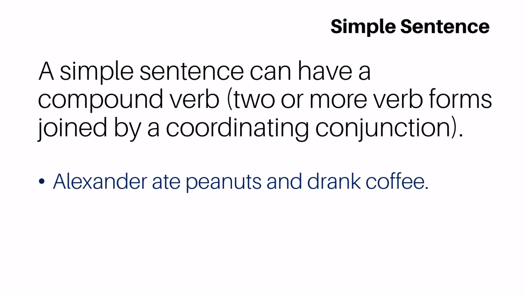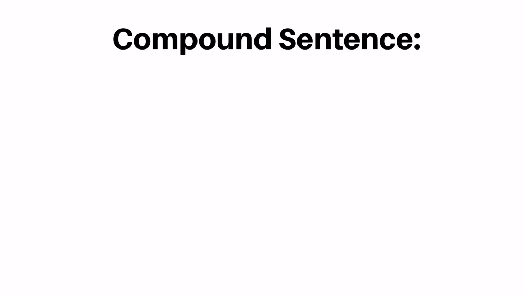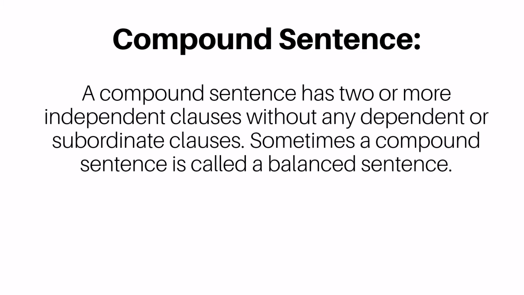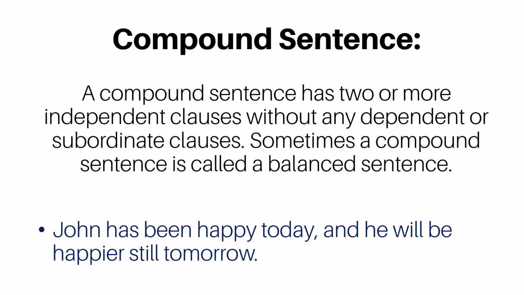Here, the second type is the compound sentence. The definition is, a compound sentence has 2 or more independent clauses without any dependent or subordinate clauses. Sometimes a compound sentence is called a balanced sentence. In the example, you can see, John has been happy today, 1 independent clause, and he will be happier still tomorrow.